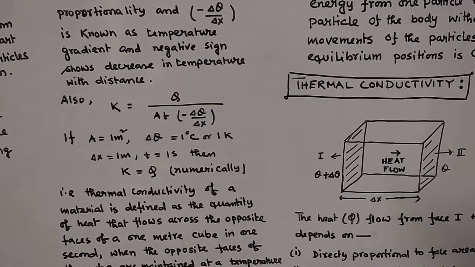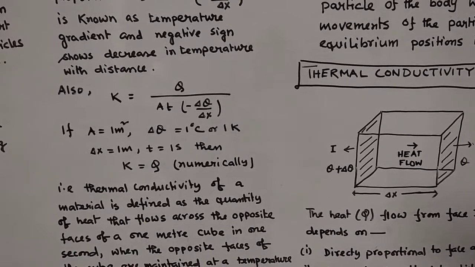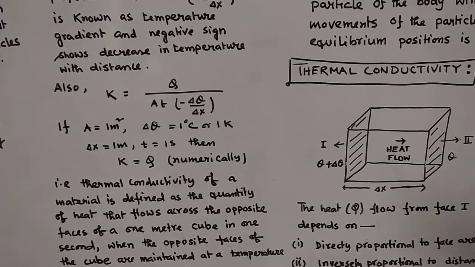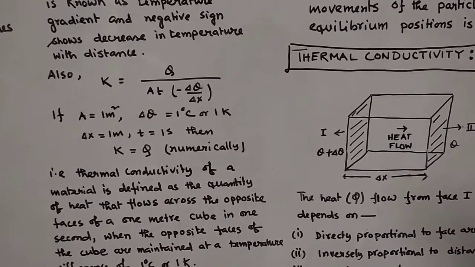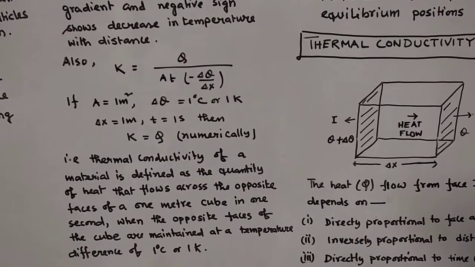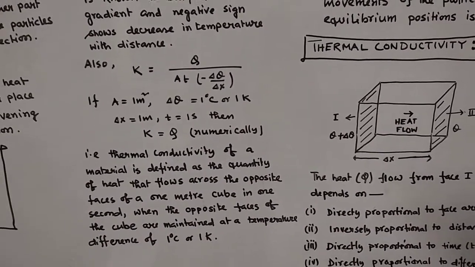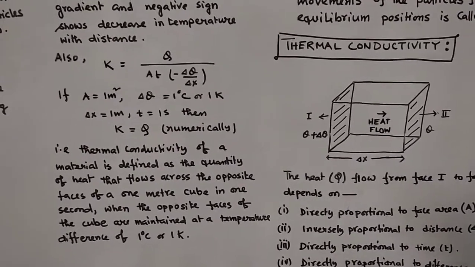So you can define thermal conductivity: the thermal conductivity of a material is defined as the quantity of heat that flows across the opposite phases of a 1 meter cube in 1 second, when the opposite phases of the cube are maintained at a temperature difference of 1 degree centigrade or 1 Kelvin. So it's very simple. If you consider this diagram, this definition is very simple.